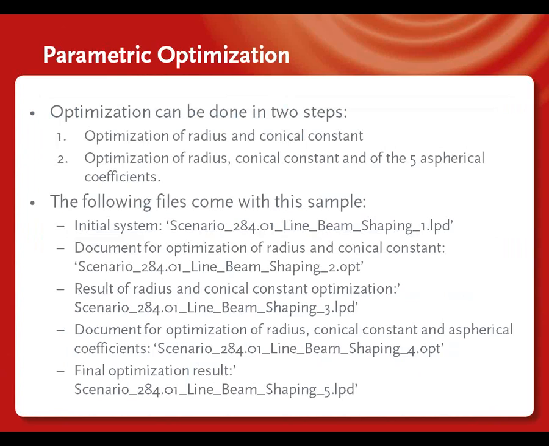So the parametric optimization is done in this example in a two-step process. In the first step, I will optimize just the radius and conical constant of the cylindrical interface. In a second step, I will optimize, in addition to radius and conical constant, also the 5 aspherical coefficients. So this two-step process helps the algorithms to find a good solution. If I would activate all parameters at once, I would need a good initial guess of the parameters to find the best solution. But if I do this in a two-step process, I limit the degrees of freedom a little bit, especially in the first optimization step, and so I will come closer to a good solution.